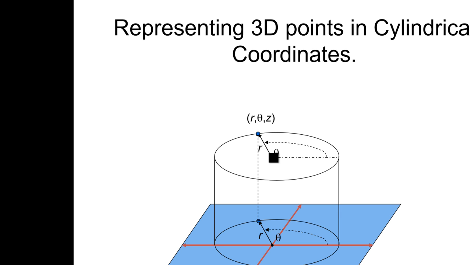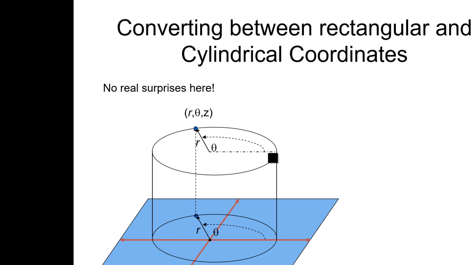So the height of the cylinder is represented by z, the radius of the cylinder is represented by r, and the angle, that means at what position on the cylinder the point is, is represented by theta.